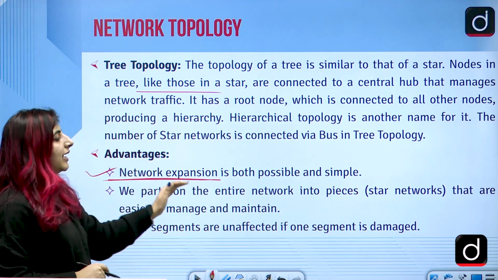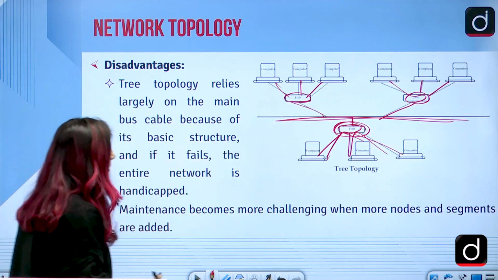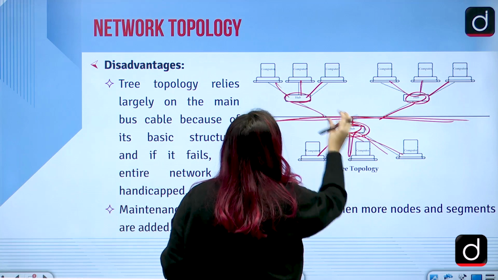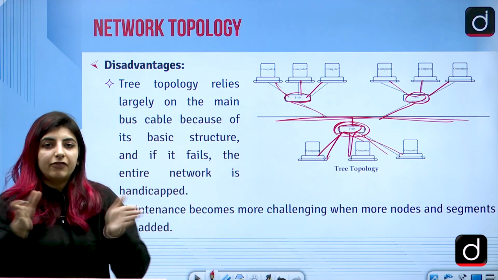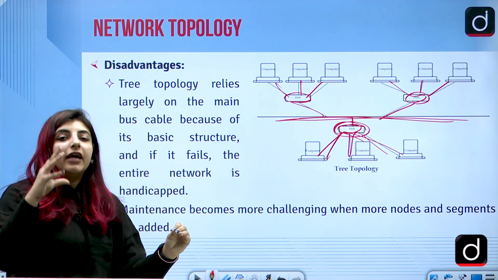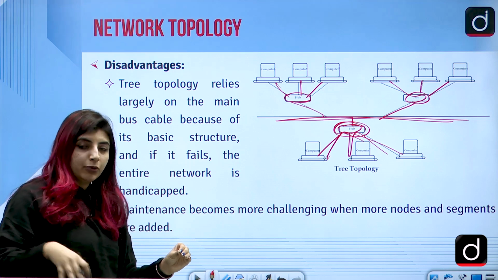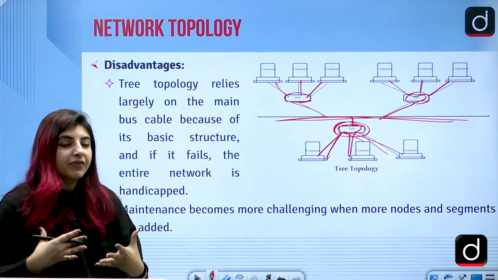We partition the entire network into pieces that are easier to manage and maintain. See here, it is manageable because there is one hub and three computers, even if those are hierarchically placed at different nodes, but they are connected. If there is a faulty connection in one hub or one computer, we can go and visit that hub and check it, correct?